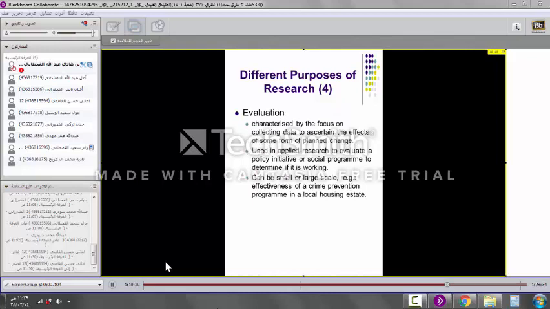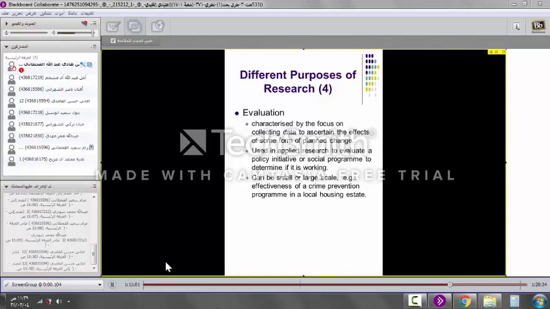Very interesting. You remember that in education there is a paradigm that starts with memorization and goes to the highest level, which is evaluation. Evaluative research is among the very highly respected research, but it focuses, as they give you here, on the characteristics of evaluation: collecting data to ascertain the effect of some form of planned change, used in applied research to evaluate a policy initiative and social program to determine if it's working.